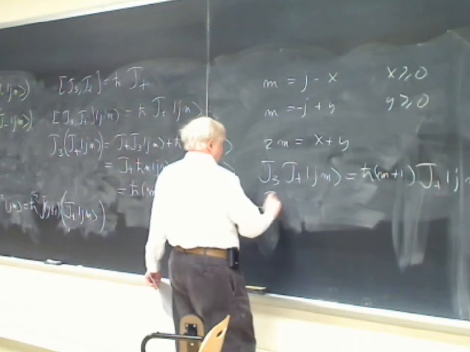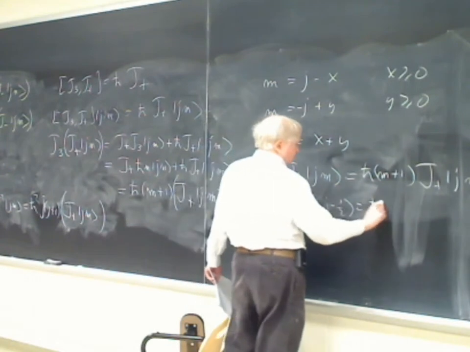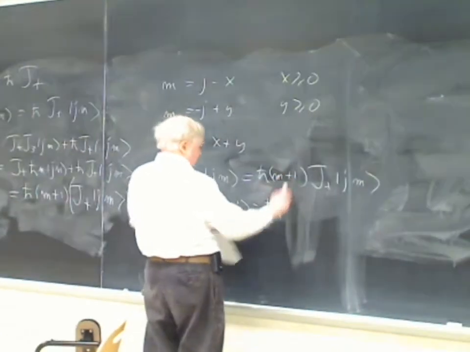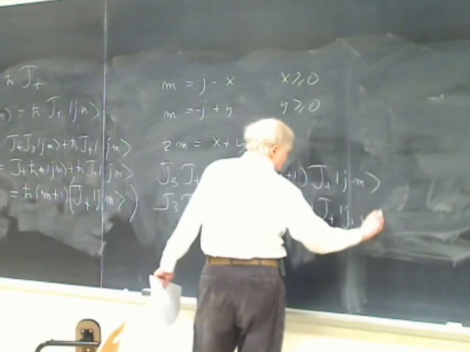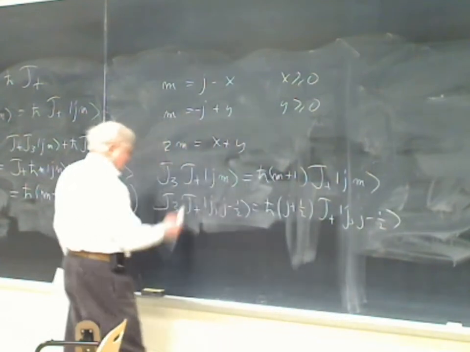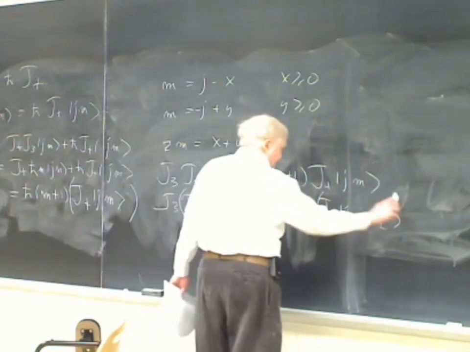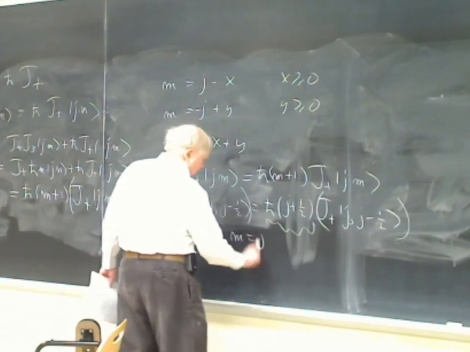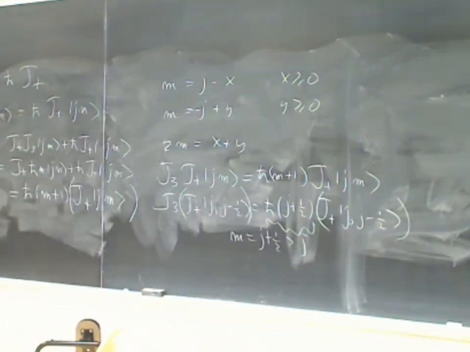If we apply that, say, to the state J with x equal to 1 half, this would then be J3 J plus J minus 1 half equals h bar, M is J, so this M is J minus 1 half plus 1, which would be J plus 1 half, J plus J minus 1 half. But this would say that there's an eigenstate, namely J plus J minus 1 half, of J3 with an eigenvalue, in other words M equals J plus 1 half, which is greater than J. But that would violate the rule we found over here, the bounds on M.